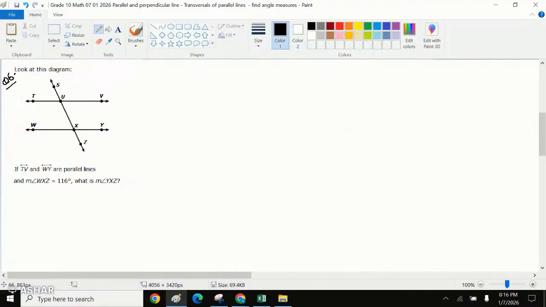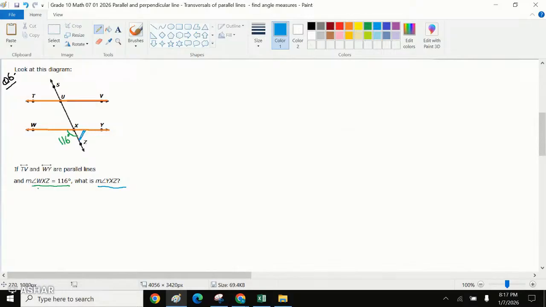If TV and WY are parallel lines, we already know these are parallel lines. I just highlight them so that it's much more visible to us, right? So what they are saying is WXZ, sorry, W, X and Z over here. This angle is 116 degrees, because WXZ is this angle. And they are asking us to find YXZ.